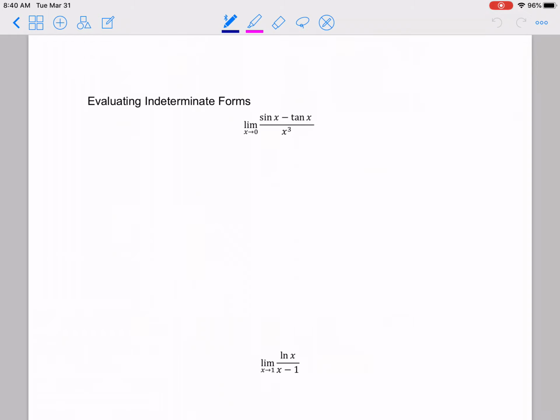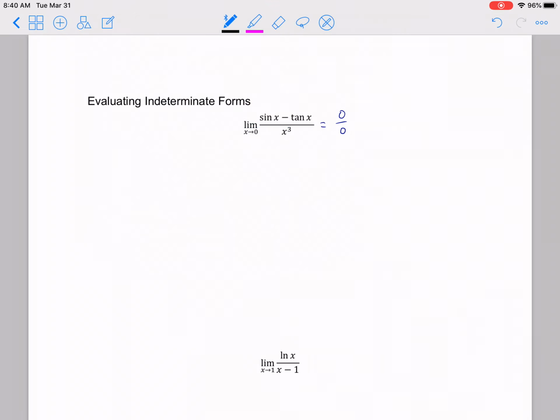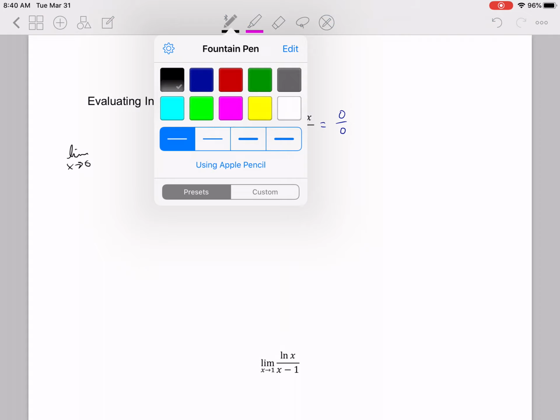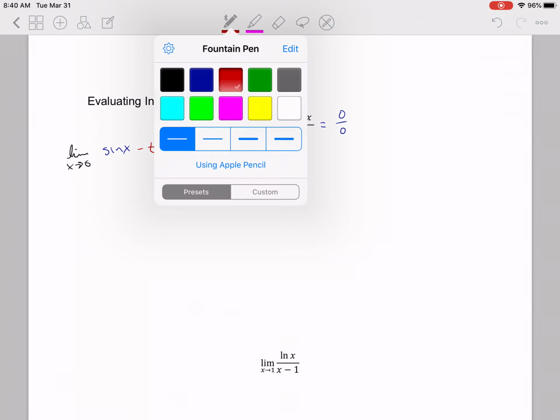So let's take a look now at this. How about indeterminate forms of limits, sorry. This one is going to actually equal 0 over 0. Now, you could try doing L'Hopital and all that stuff, but let's take a look at what happens if we actually use the series. So we have the limit as x goes to 0 of, and I'll put this in blue, sine of x, right? And then we're going to minus the tangent of x, and we're going to divide by x cubed.